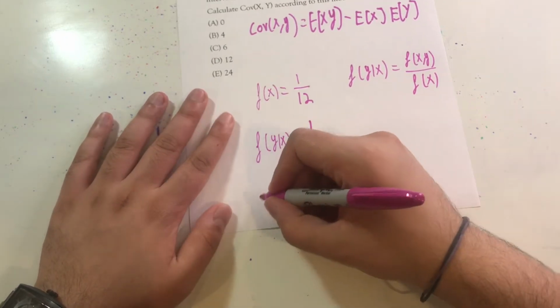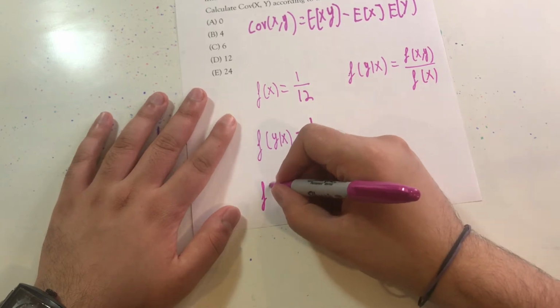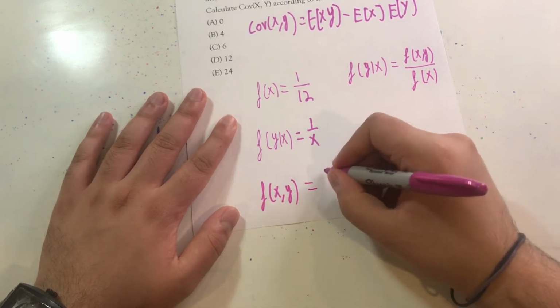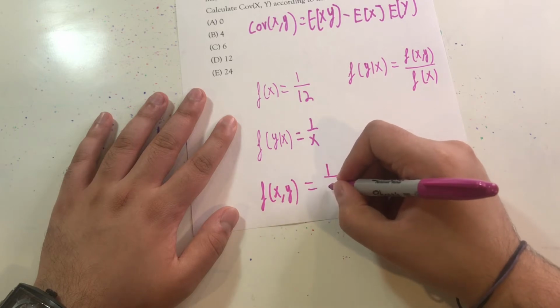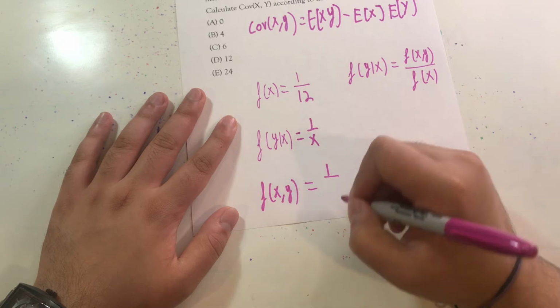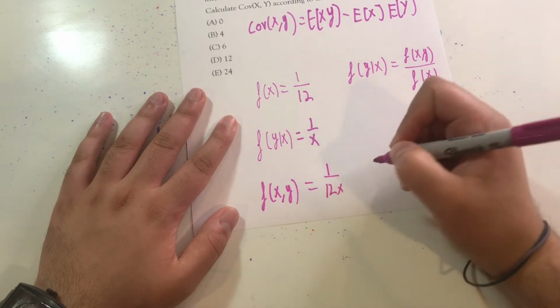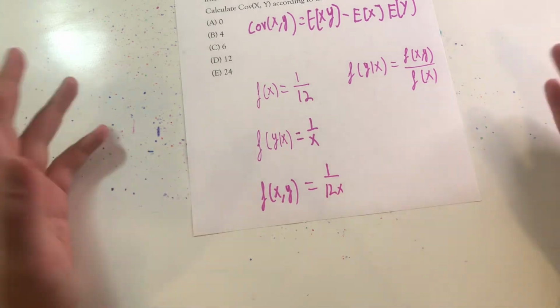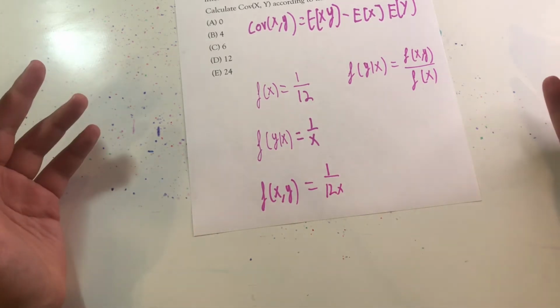So f of x, y, the joint PDF, is going to be equal to 1 over 12x. All right, so now that we have the PDF, we just go straight into all that annoying calculus.